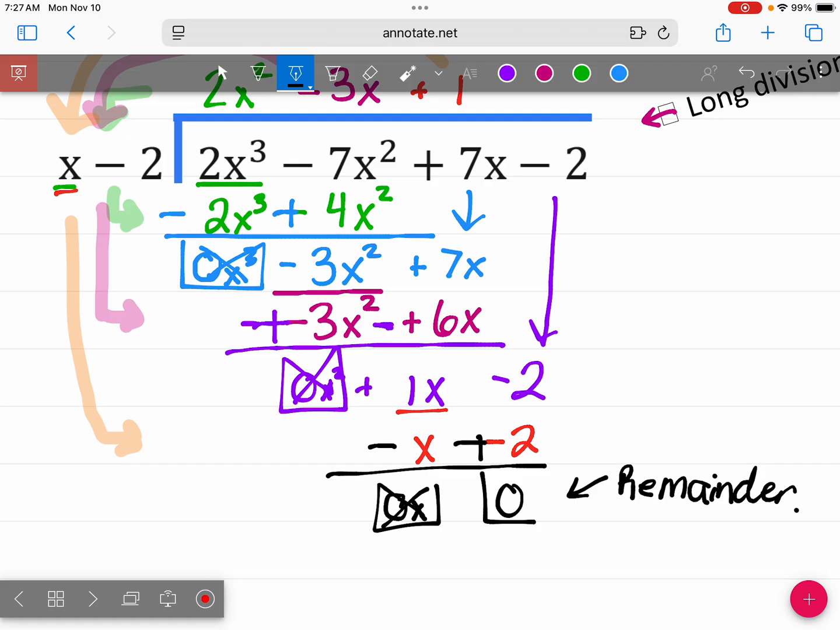So when we have our 2x cubed minus 7x squared plus 7x minus 2 divided by x minus 2, we get 2x squared minus 3x plus 1. And if you want to check that, you could always multiply the x minus 2 times this whole thing, and we should get exactly this guy. Questions on this bit?